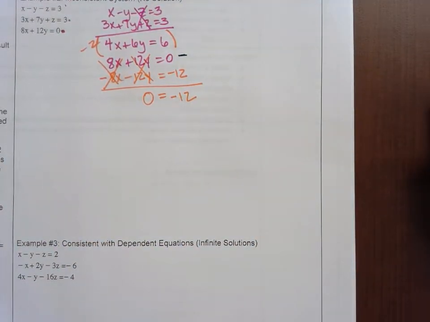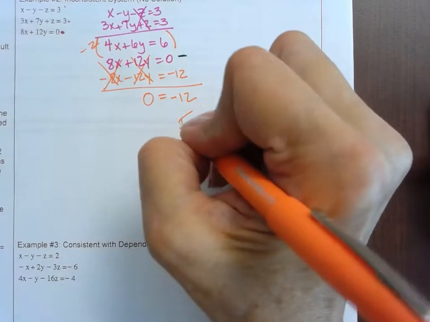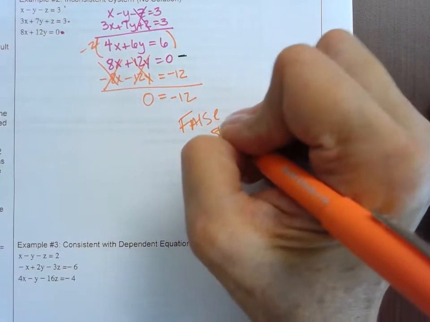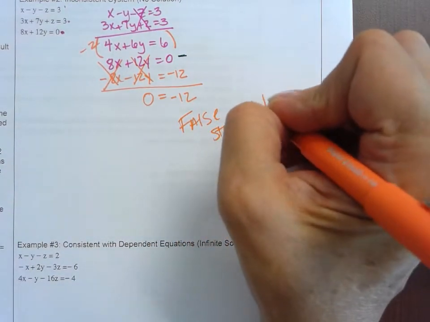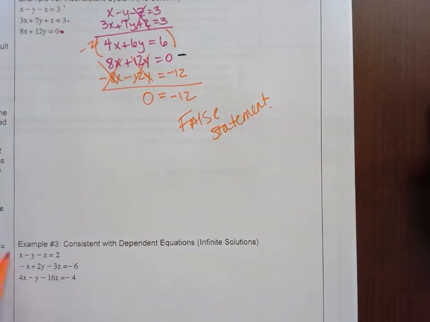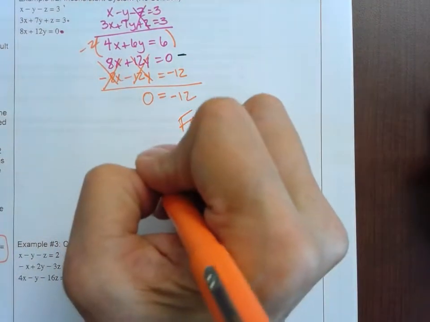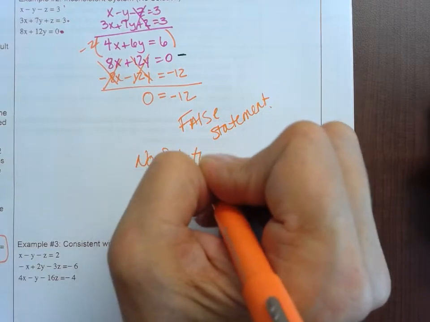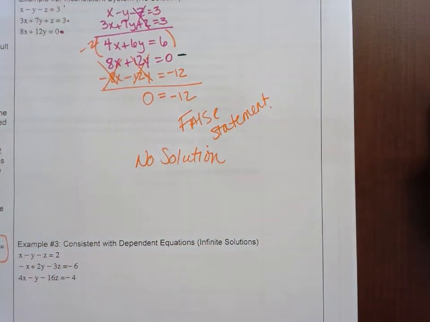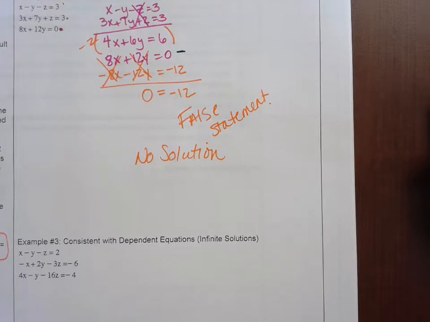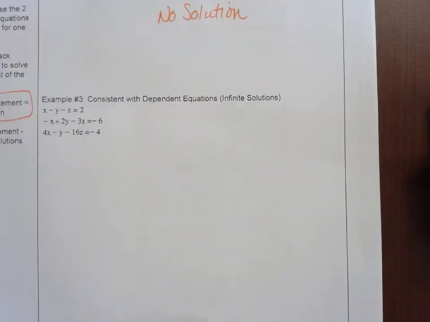Say that louder. 0 doesn't equal -12. That is a false statement. Okay, and so if you get a false statement, no solution. You have those parallel planes. Good? 0 doesn't. No, it doesn't.